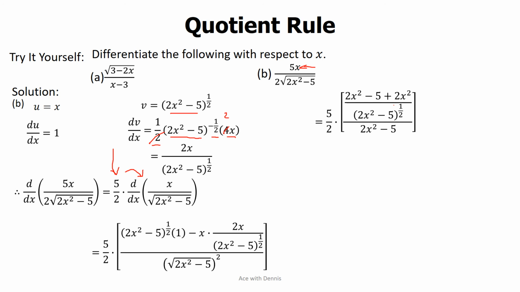Okay, then combine and make it into one fraction, which is 5 over 2 times (4x squared minus 5) over (2x squared minus 5) to the power 3 over 2. Combine them together, you get 5 (4x squared minus 5) over 2 square root of (2x squared minus 5) cubed. So this is the final answer for B.